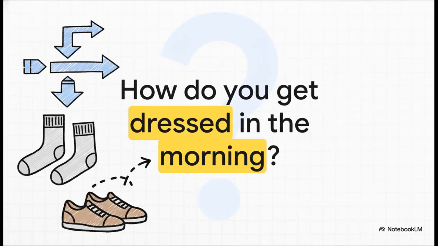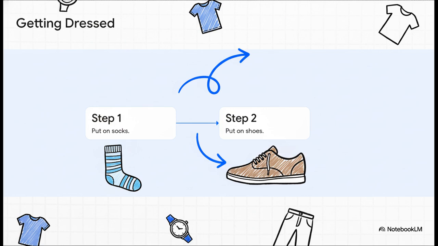So let's break it down with something super simple. You're getting dressed. You've got socks, you've got shoes. In what order do you put them on? Now, I know it seems obvious, but the logic behind your answer is the absolute key to everything we're talking about today. Of course, socks first, then shoes. It's the only way that makes sense, right?